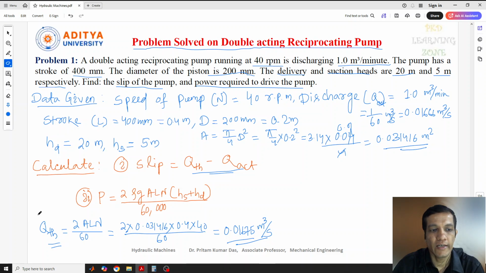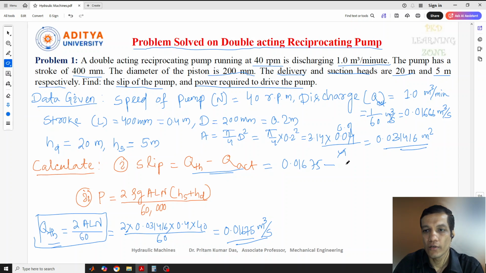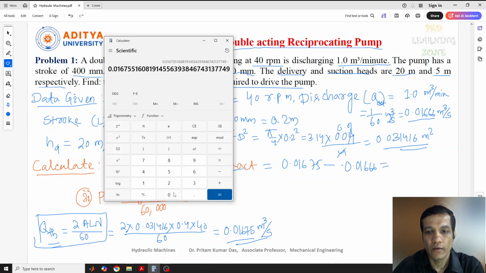Once you find out the theoretical value, the remaining are very, very simple. So theoretical discharge here you can write, this is 0.01675 minus actual discharge. How much is the actual discharge? Okay, actual discharge is this one, 0.01666. So I just minus this value, minus 0.01666, like that we can do.